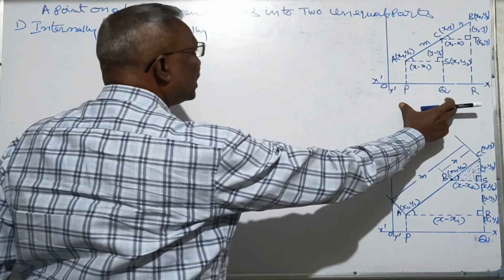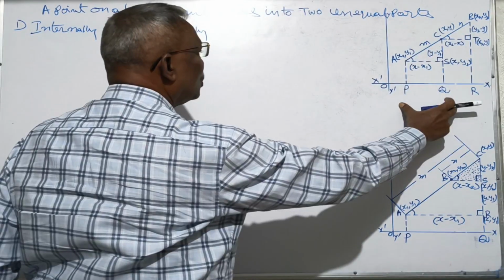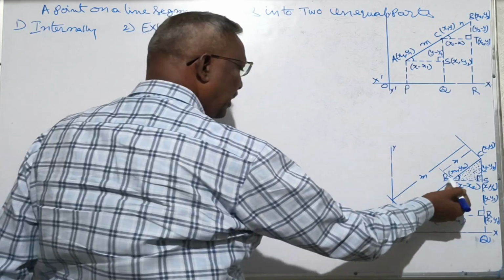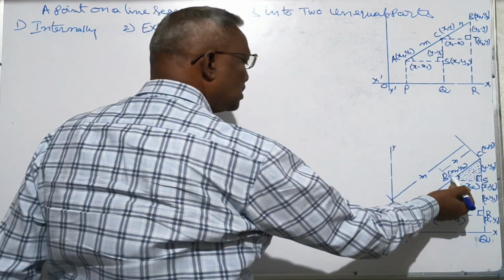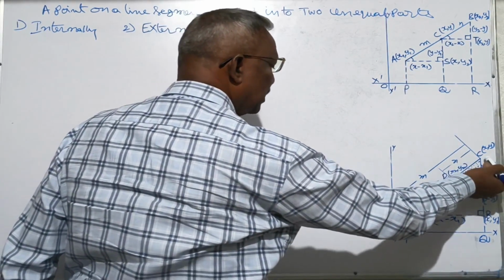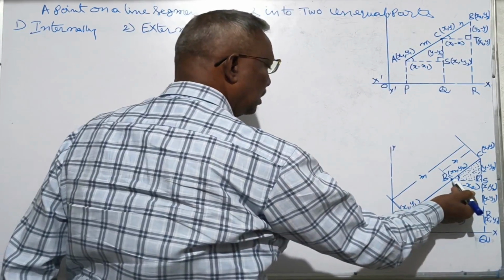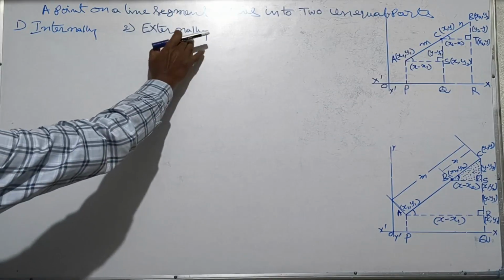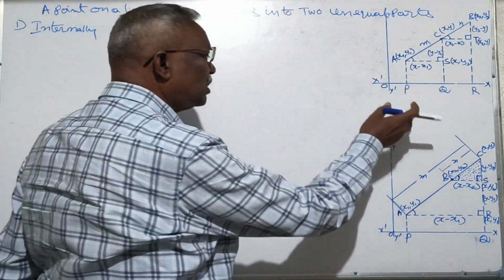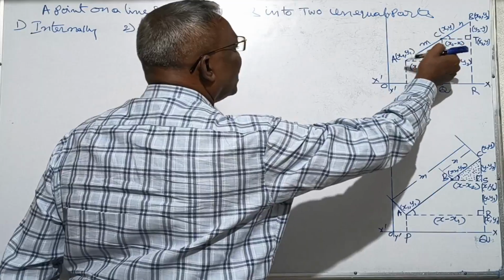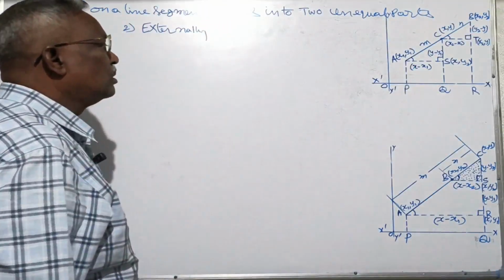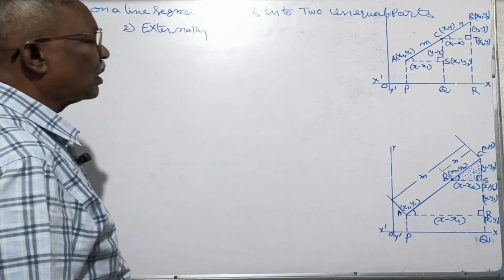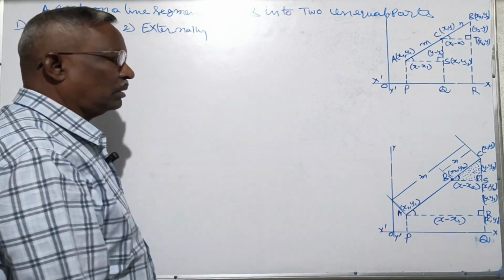Here, a point on a line divides into two unequal parts internally. A point on a line divides into two unequal parts externally. This is a line segment. It divides externally. Internally, externally. Now we will see the proof. A point dividing a line segment is called the section formula.